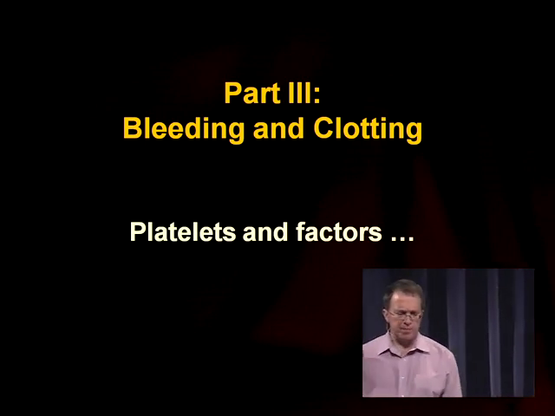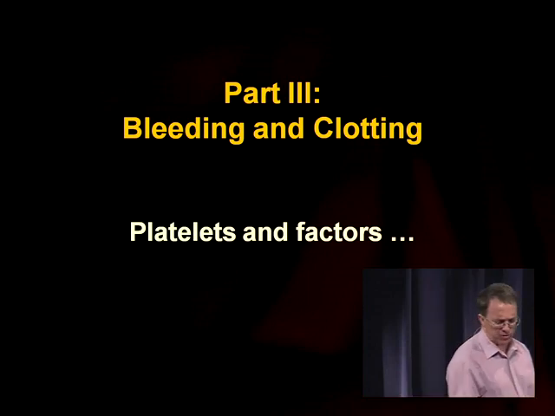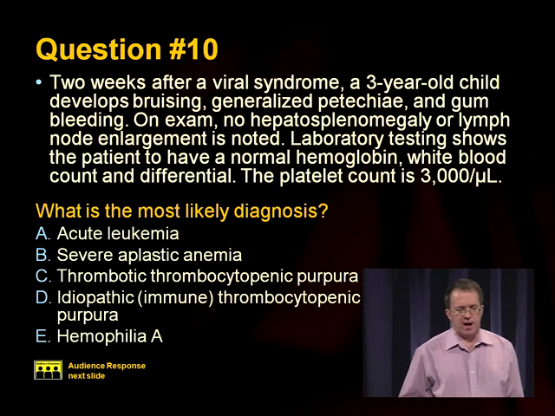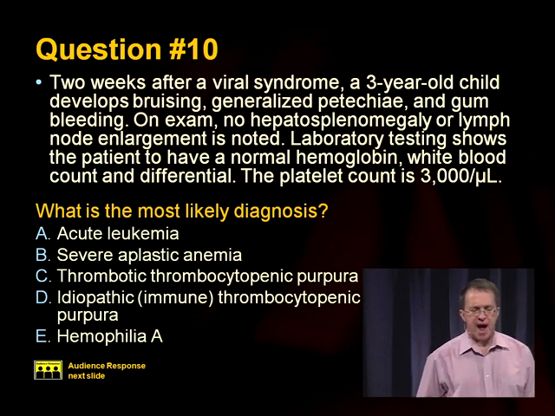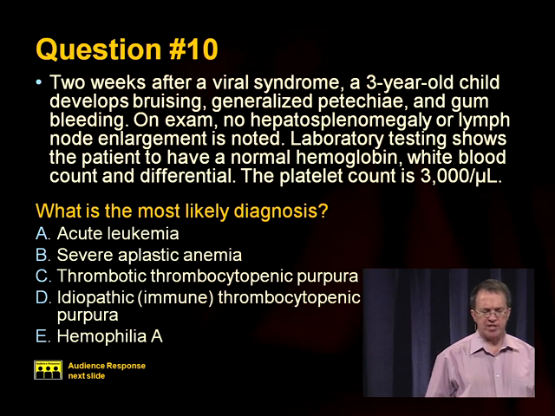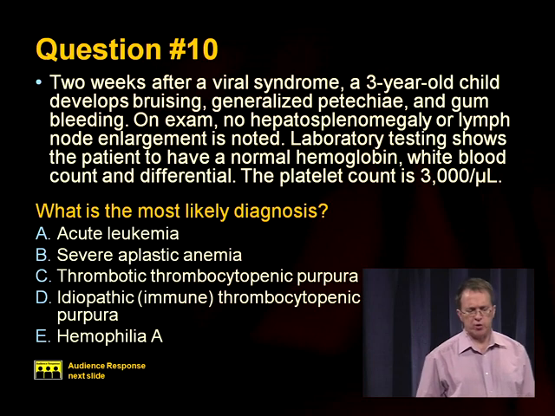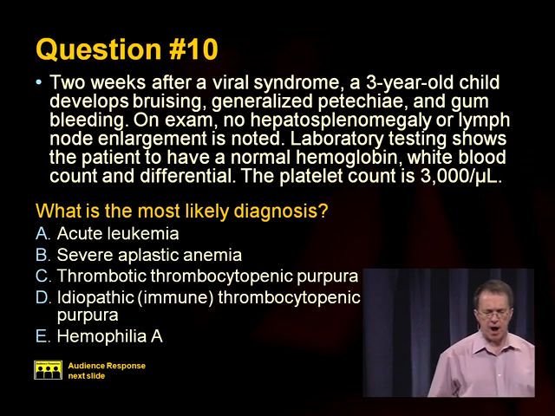So we're going to move on to bleeding and clotting, platelets and factors. Okay. 2 weeks after a viral syndrome, a 3-year-old child develops bruising, generalized petechiae, and gum bleeding. On exam, there's no hepatosplenomegaly or lymph node enlargement. Laboratory testing shows the patient to have a normal hemoglobin, white blood cell count, and differential. The platelet count is 3,000. What is the most likely diagnosis?